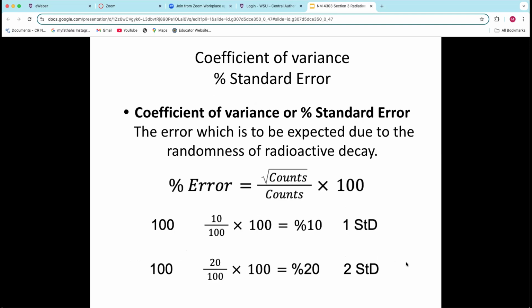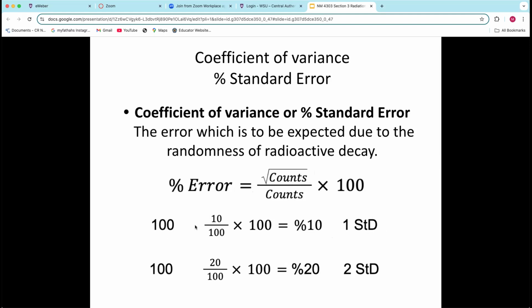Now let's look at how percent error is calculated, and then I'll bring those two together. So coefficient of variance or standard error, again, remember this is the error that's expected because we're working with random things that aren't always perfectly predictable. And so percent error is the square root of the counts divided by the counts times 100. In the case of our example, if you take 100 counts, the square root of the counts is 10, divided by 100 times 100, you get 10%. So with 100 counts, one standard deviation is going to give you a 10% error.